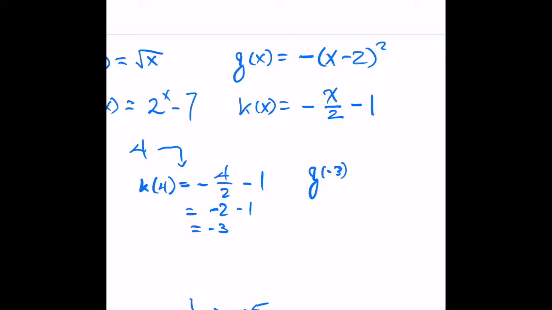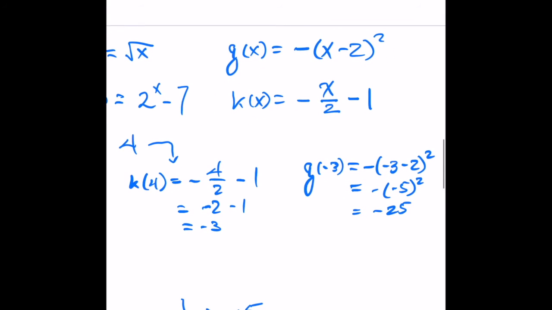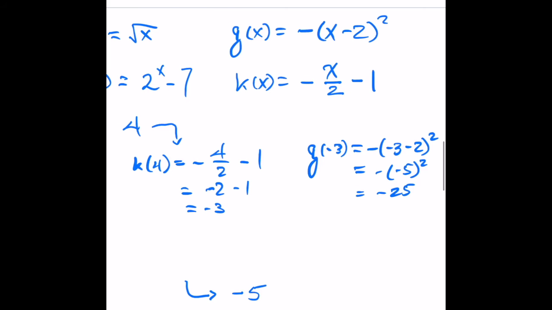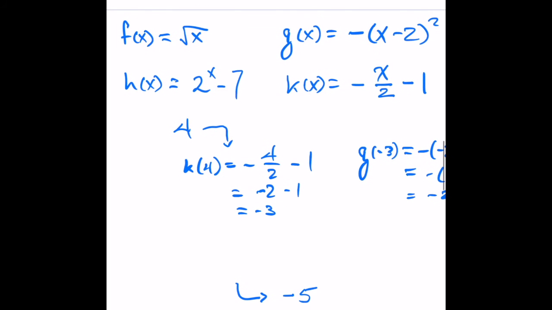G of negative 3 is going to be negative, negative 3 minus 2, that squared. Well, negative 3 minus 2, we got to do that first, right? So it becomes negative 5, and we're squaring that, and we're putting a negative sign in front of it. Negative 5 squared, that's 25, and that's negative 25. Okay, negative 25. Hey, maybe we'll get it. Well, how about, we can't do f because we can't do square root of negative 25. So what of h of x?